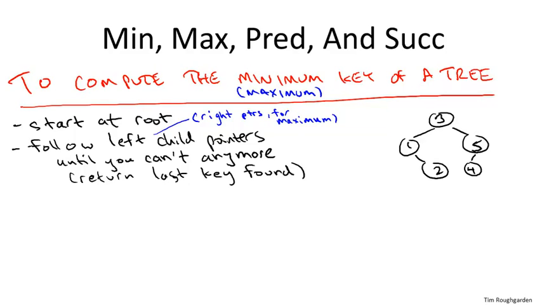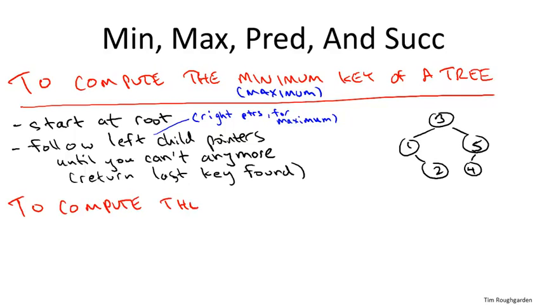All right, so what about computing the predecessor? Remember, this means you're given a key in the tree, an element of the tree, and you want to find the next smallest element. So for example, the predecessor of the 3 is 2, the predecessor of the 2 in this tree is the 1, the predecessor of the 5 is the 4, the predecessor of the 4 is the 3.